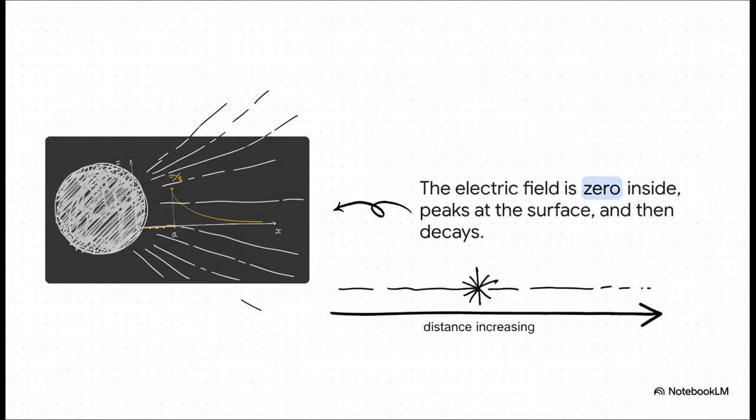And this graph just sums it all up beautifully. Look at it. The field is 0, 0, 0, and then bam! You hit the surface, and it spikes to its maximum value. Then, as you move away, it just dies down, getting weaker and weaker with distance. That's the whole story, right there in one picture.